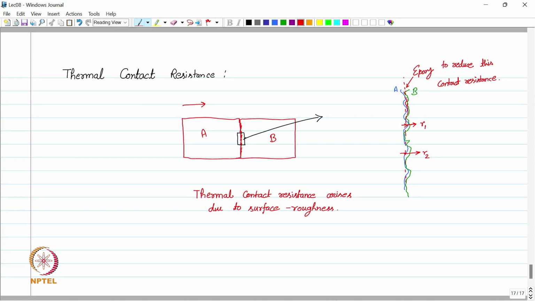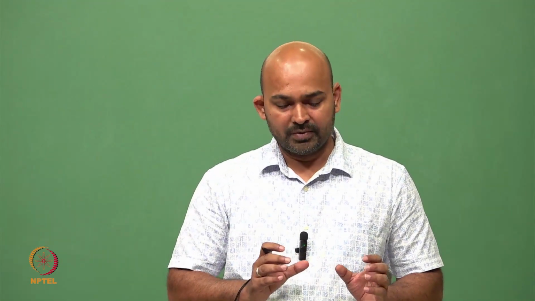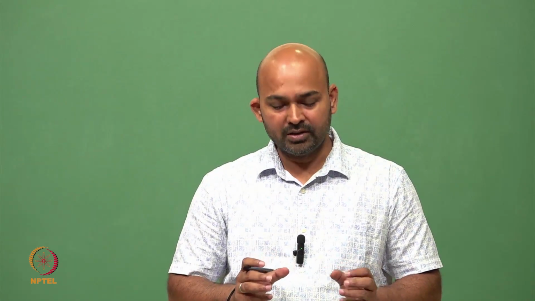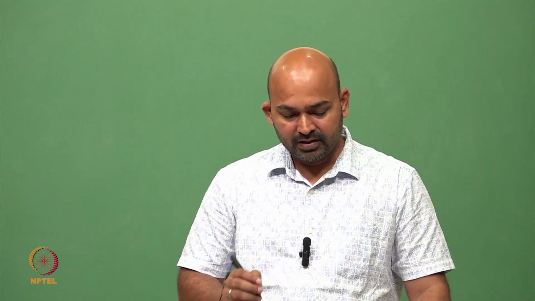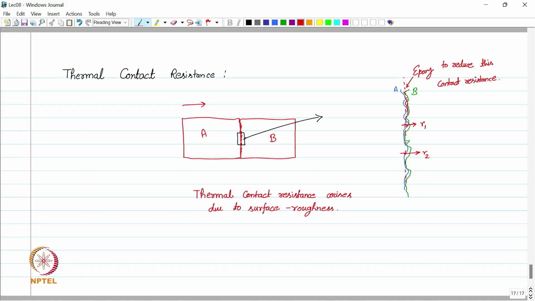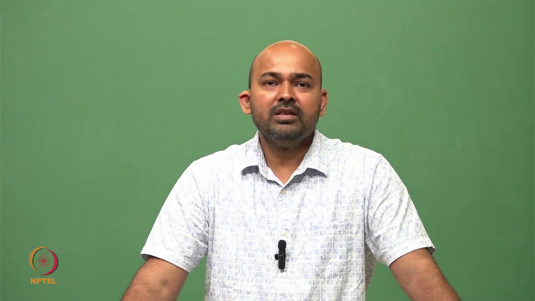So this thermal contact resistance is very similar to the electrical contact resistance, where we apply the 4-point Kelvin probe method to get rid of the contact resistance. Similarly, we have thermal contact resistance in thermal networks. So next we discuss the thermal RC networks.